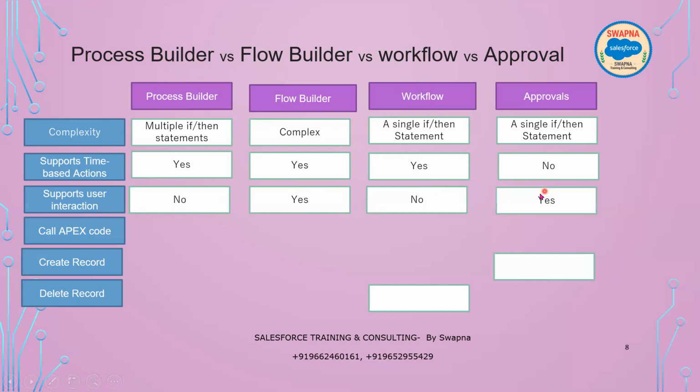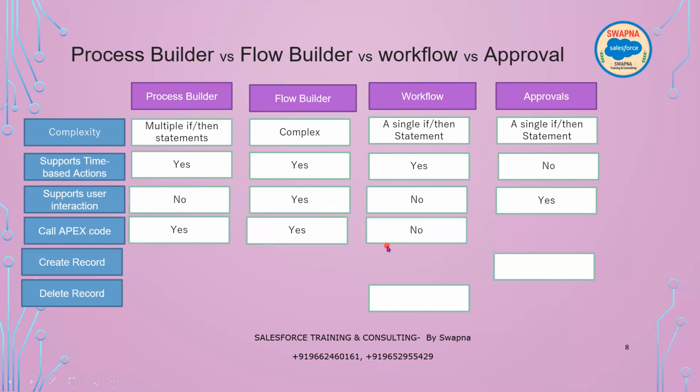Approval process, yes, that is only one screen, one button, that is a submit for approval. When you click on it, the screen gets open. You have to enter the comments and click on submit. And how can we call the Apex code through the process builder? Is it possible? Yes, we can call the Apex code from the process builder, and from the flow builder also we can call the Apex code.